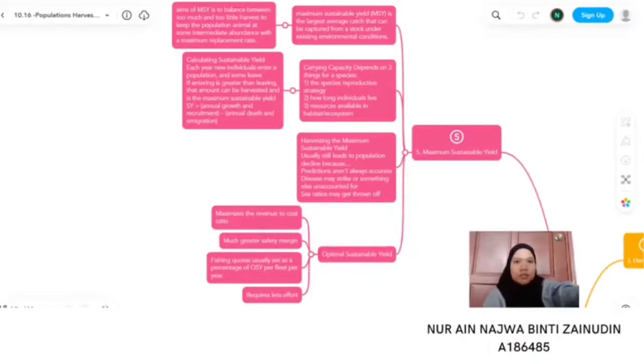Maximum sustainable yield. MSY is the largest average catch that can be captured from a stock under existing environmental conditions. Carrying capacity depends on 3 things for a species. First, the species' reproductive strategy. Second, how long the individuals live. And the third one, resources available in the habitat ecosystem. Optimum sustainable yield maximizes the revenue to cost ratio, gives a much greater safety margin, and also requires less effort.